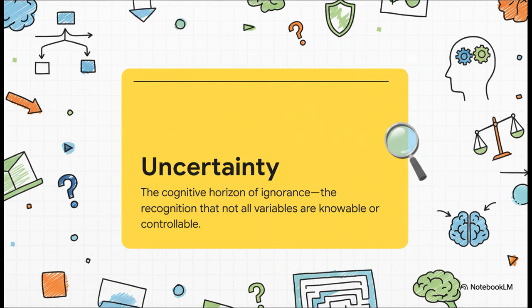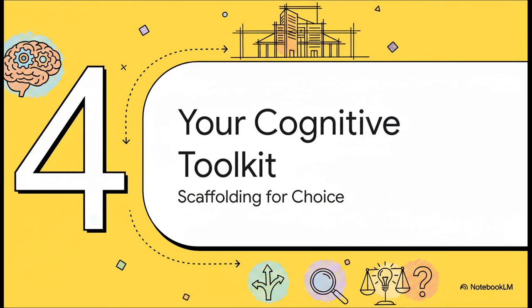You're never going to know or control everything. And you know what? Accepting that is actually freeing. It forces us to be more creative, more adaptable, and to think in terms of probabilities, not certainties. So how do we possibly build sturdy decision structures when we're working on the shaky ground of our own biases and a world full of unknowns?